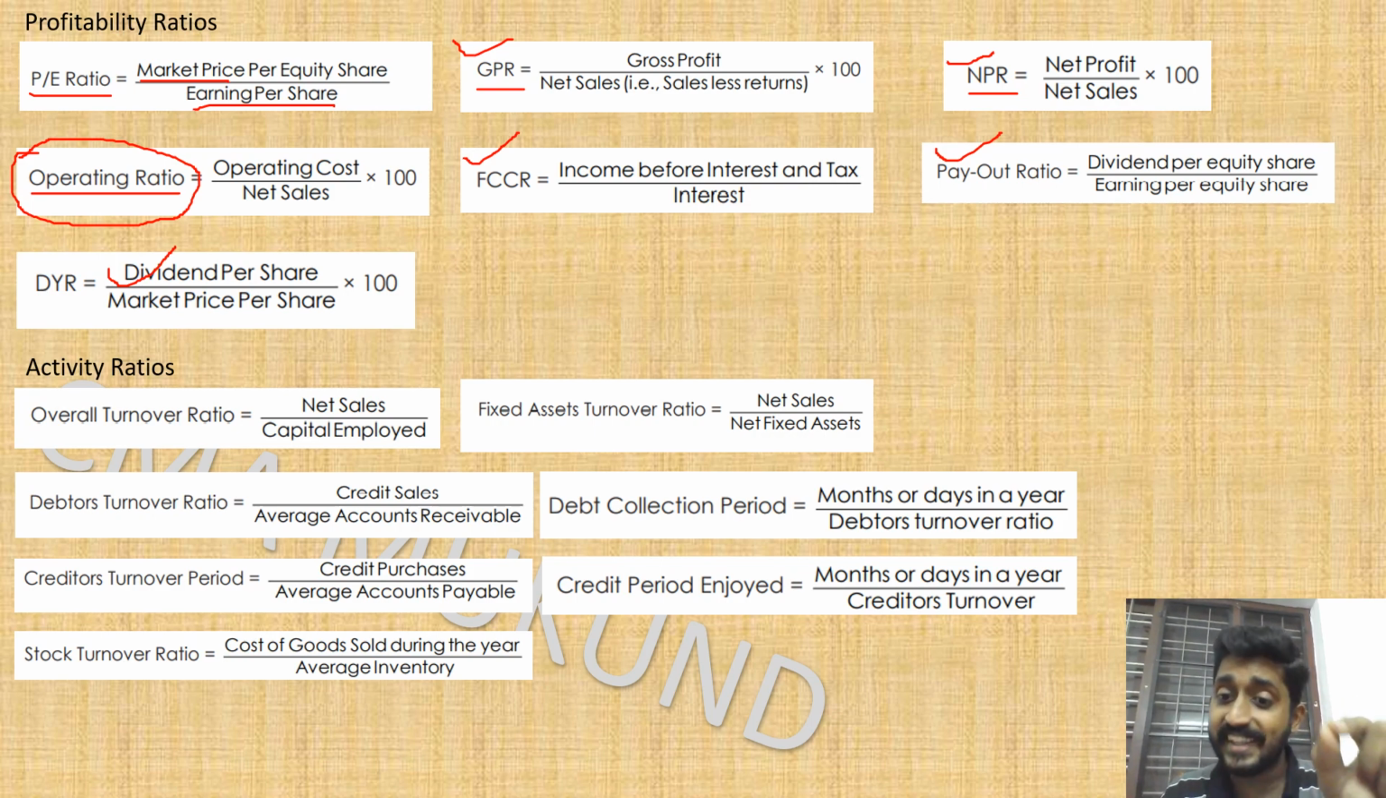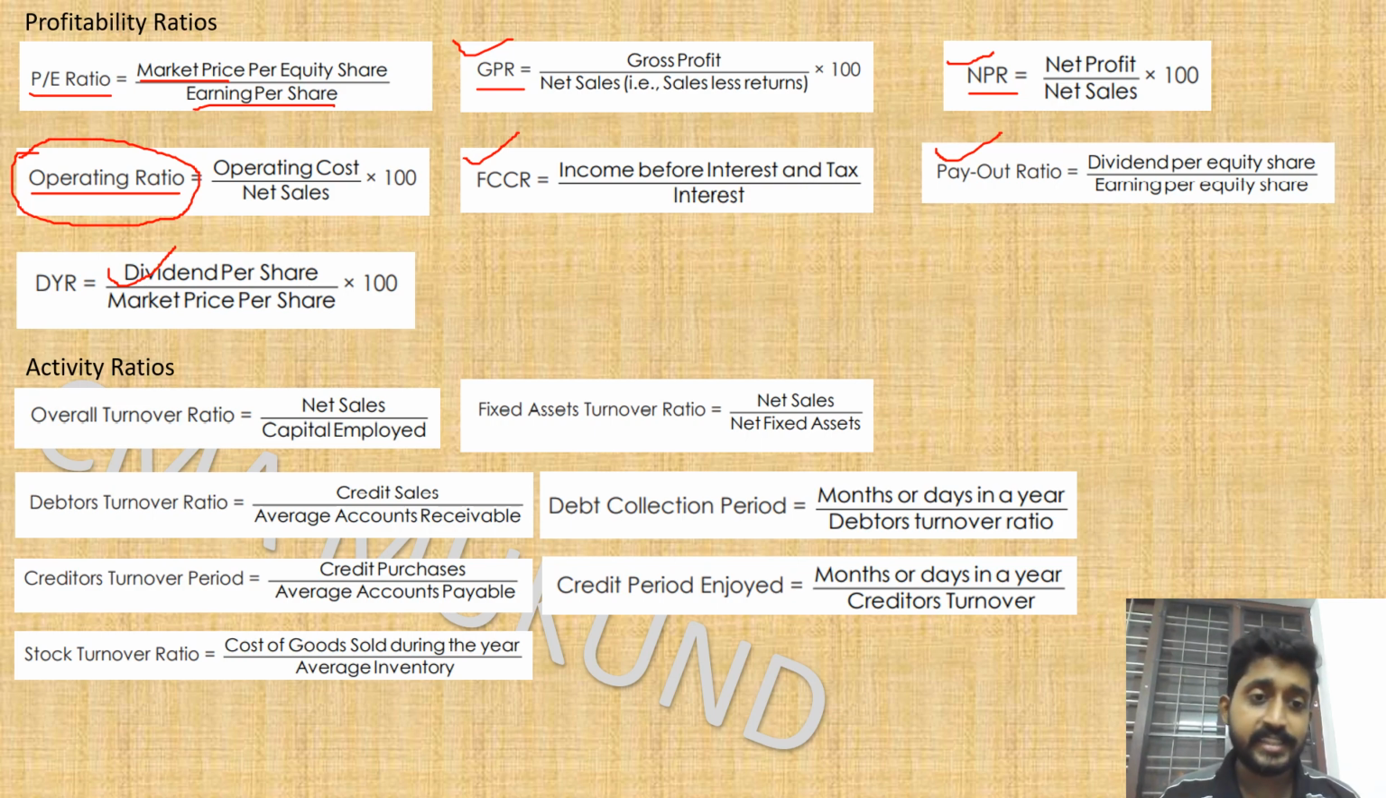Here you are going to buy the share. How you will buy the share? You will buy at market price. So market price is your investment. So that is the amount you have invested, and what is the return you have got? Dividend is the return you have got. So dividend per share divided by market price per share will be the dividend yield ratio.